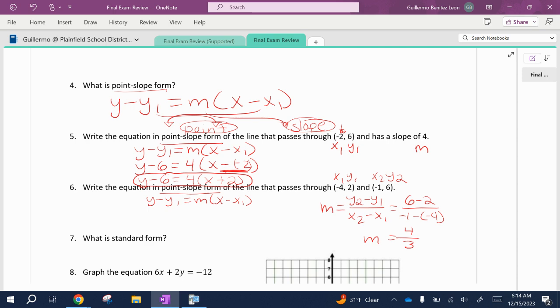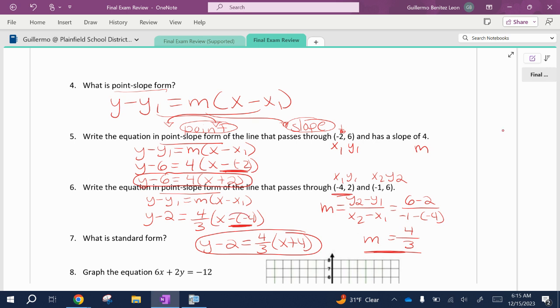Now I have everything I need. I need a point and I need a slope. Here's my point, here's my slope. Okay, so y minus y1, which is 2, equals m, which is 4 over 3, x minus negative 4. But I'm going to change this right here, minus a negative. Y minus 2 equals 4 thirds, x plus 4. A negative times a negative is a positive.